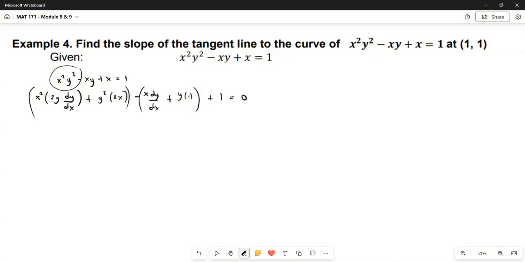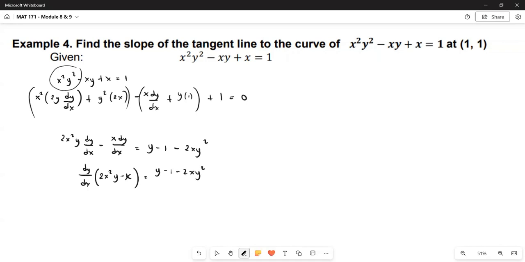Okay, plus derivative of x, or 1, is equal to 0. Okay? So lahat ng dy over dx, pagsama-samahin natin. So 2x squared y dy over dx minus x dy over dx. So etong y, ilipat ko na sa kabila kay 1, saka itong 2xy squared. So y minus 1 minus 2xy squared. So dy over dx times 2x squared y minus x. Factor out ko lang dito sa left side na equation yung dy over dx ha. Y minus 1 minus 2xy squared. Okay. Divide both sides by 2x squared y minus x. Magkakaroon tayo ng dy over dx equals y minus 1 minus 2xy squared over 2x squared y minus x.